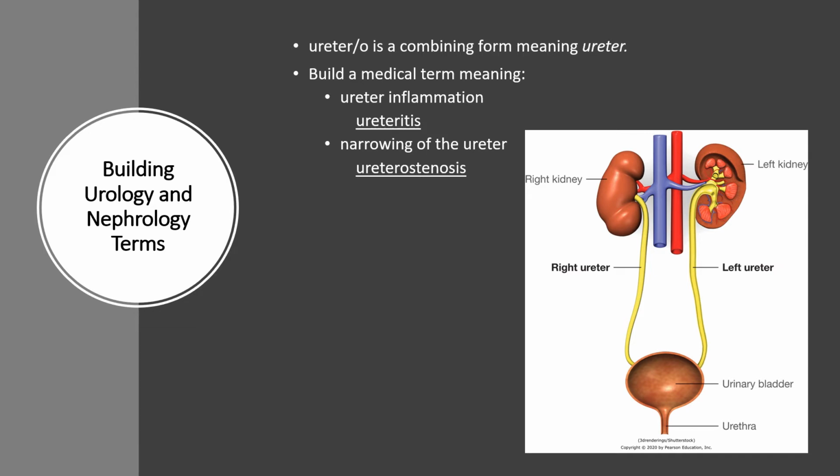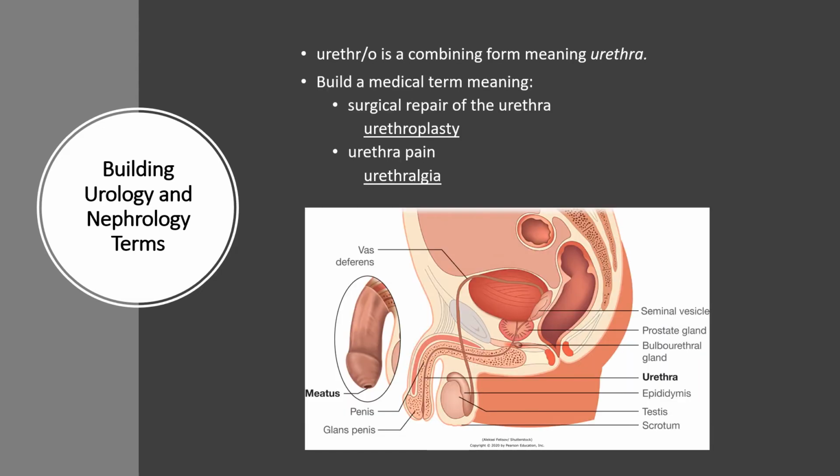Ureteritis is ureter inflammation, while ureterostenosis is a narrowing of the ureter. And you can see the ureters here in the image, and just note that the ureters are the tubes that flow from the kidneys to the bladder, whereas the urethra is what flows out of the bladder. Urethroplasty is the surgical repair of the urethra, whereas urethral pain is urethralgia.